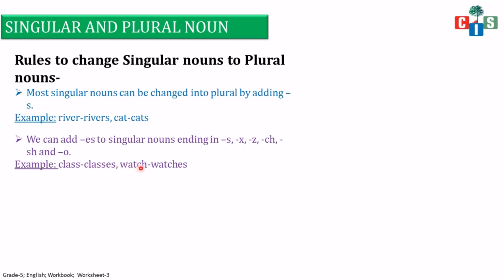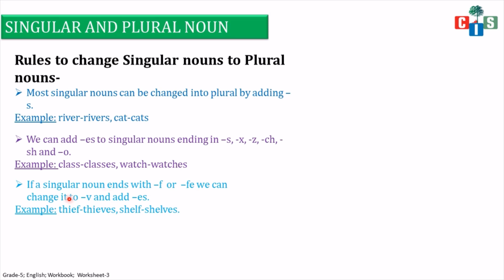Watch, it ends with ch. As per rule it's given here, ch. When any word ends with ch, we have to add es to that. So watch is a singular noun, and in this we have to add es, so it will become the plural word, watches.